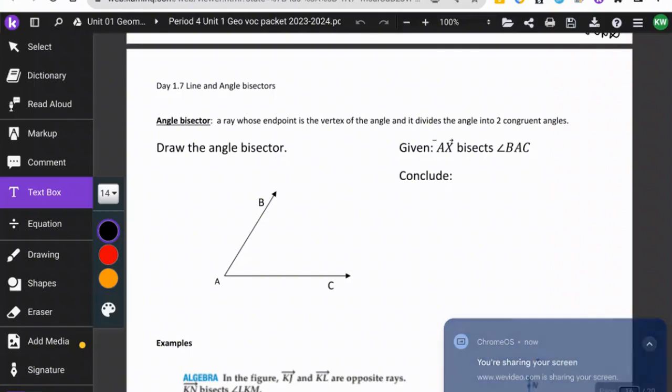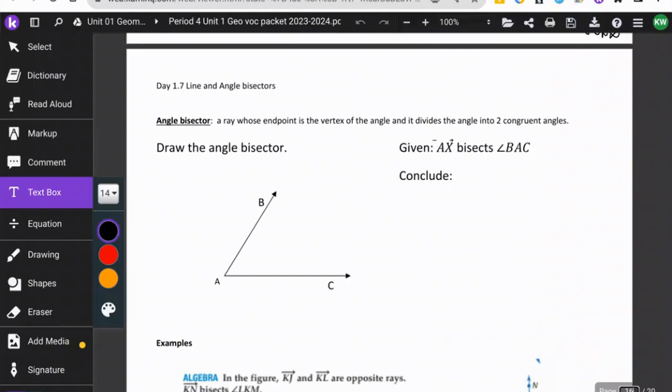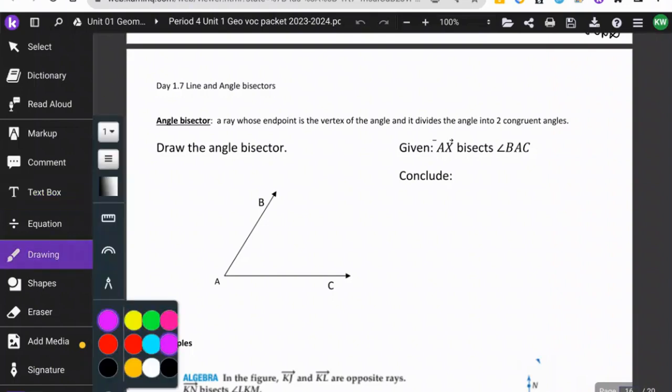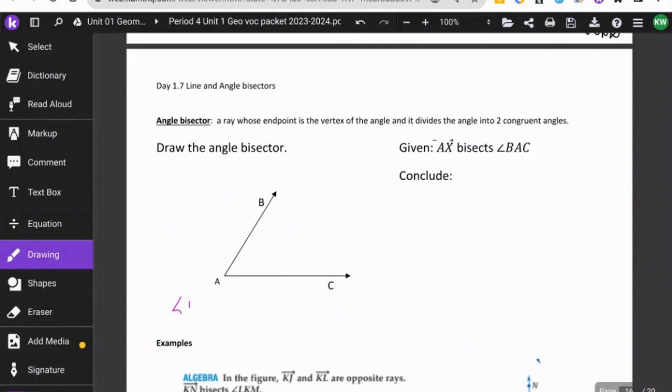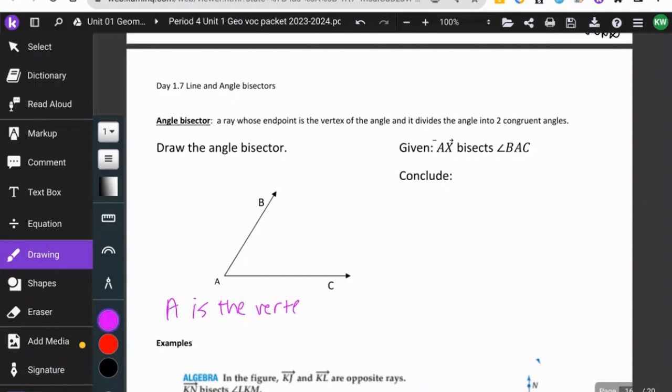Okay, so today we are talking about bisectors. The first one we're talking about is an angle bisector. An angle bisector is a ray whose endpoint is the vertex of the angle. So in this picture, point A is the vertex of the angle.